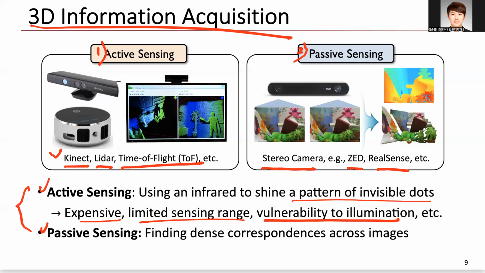So roughly, there are two kinds of ways to estimate the 3D information. In computer vision, we mostly talk about passive sensing, how to estimate depth information from images or video. This is tonight's topic.